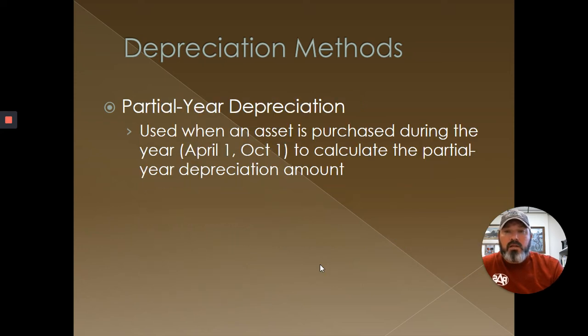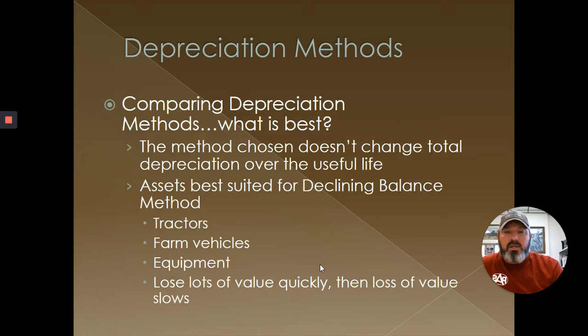You can also use partial year depreciation, but we're not going to cover that, for an asset that you used for only part of that 1 year. So what is the best? It depends upon the asset. The method doesn't really change total depreciation over the useful life. Most of the time, whether you use straight line or double declining, you're going to end up with the same total amount of depreciation, but the depreciated amount per year does change.